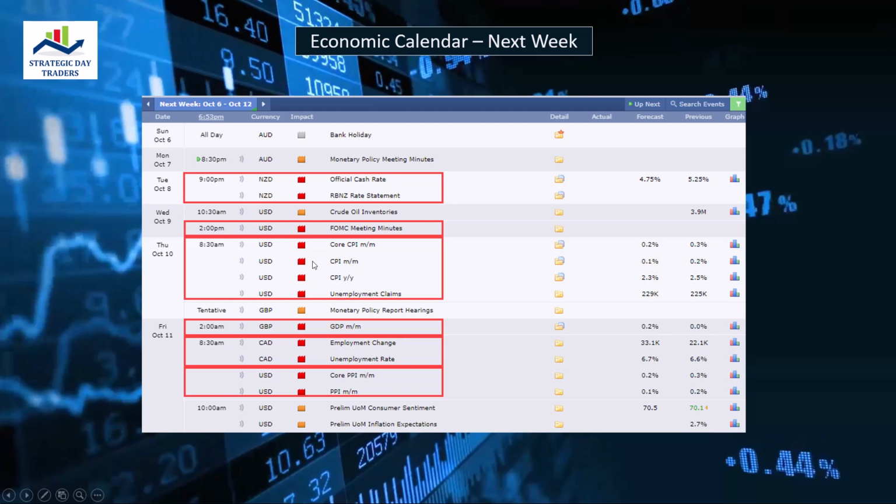And then on Thursday morning at 8:30, which is usually our big news release time, Eastern time, we've got US CPI and some early unemployment claims. We are also going to pay attention on Friday to the UK GDP, Canadian unemployment rate, and then we've got the US core PPI. So at 8:30 a.m., we've got Canada and the US dollar that we're paying attention to. So that's about it for this week's wrap.